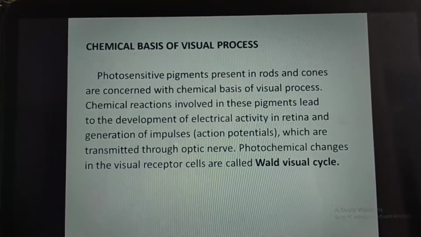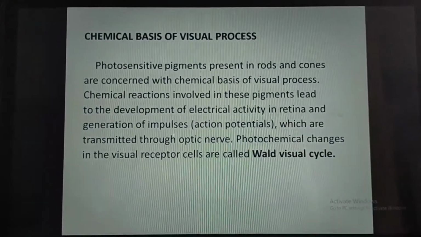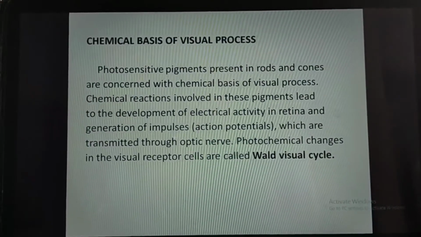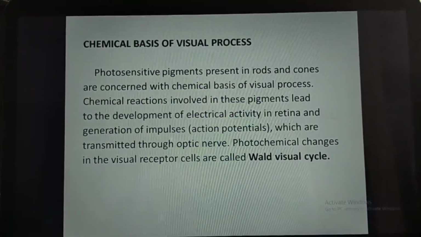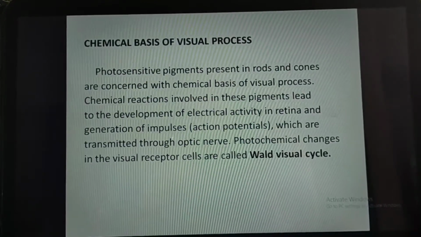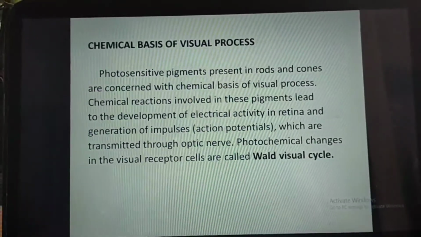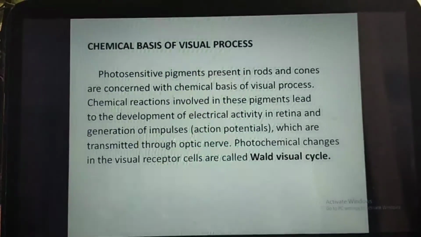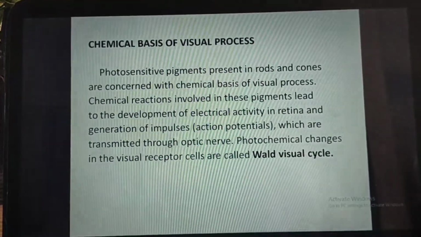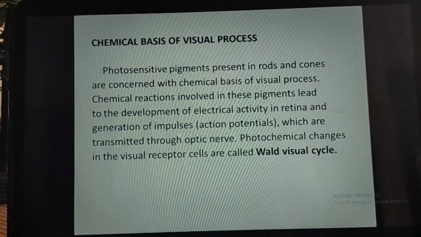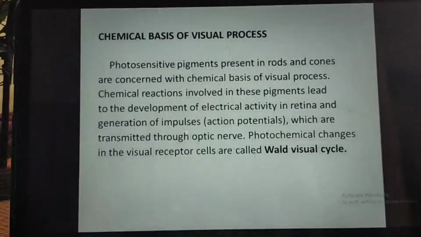Chemical basis of visual process. Photosensitive pigments present in rods and cones are concerned with the chemical basis of the visual process. Chemical reactions involved in these pigments lead to the development of electrical activity in the retina and generation of impulses, which are transmitted through the optic nerve. Photochemical changes in the visual receptor cells are called the Wald visual cycle.